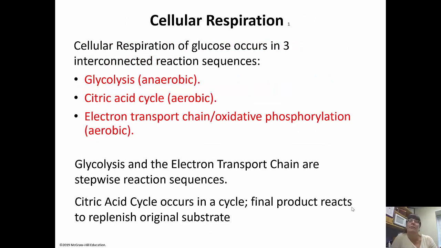So respiration of glucose occurs in 3 reaction sequences: glycolysis, the citric acid cycle, and the electron transport chain, also called oxidative phosphorylation. So glycolysis is anaerobic, and it happens in the cytoplasm. The citric acid cycle and electron transport chain are both aerobic, and they happen inside the mitochondria. So we move from the cytoplasm into the mitochondria.